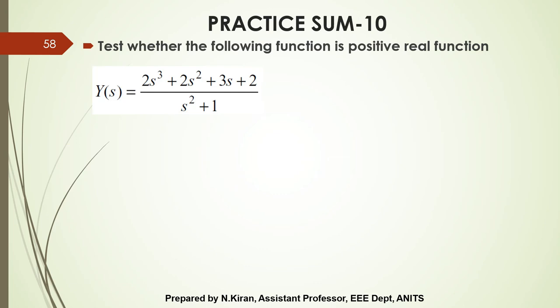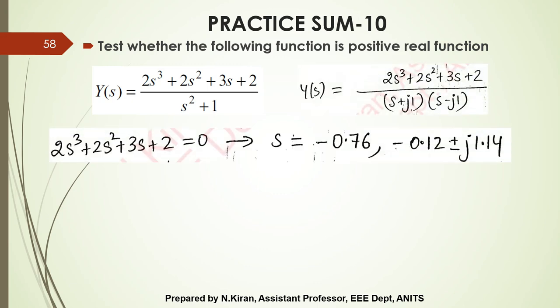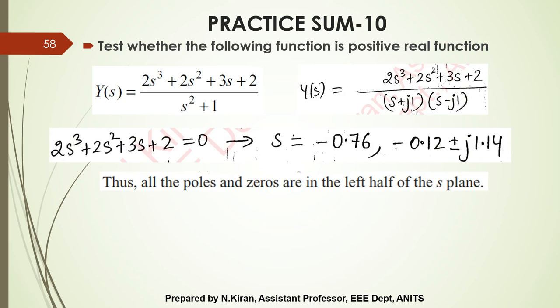And Y of s is given. So remember one thing, in spite of the expression given, whether it is F of s or Y of s or Z of s, the procedure will be the same. You need not convert Y of s into Z of s or Z of s into Y of s. You can carry on with the same procedure. Okay, here all the poles and zeros are on the left half of the s-plane.